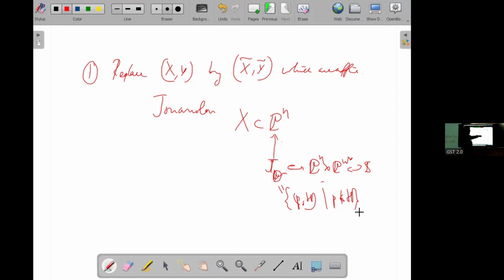So what is the fiber over a point here? A fiber over a point consists of all hyperplanes which don't contain the point. But every point in P^n defines a hyperplane in P^n dual. All the hyperplanes which contain it form a hyperplane.